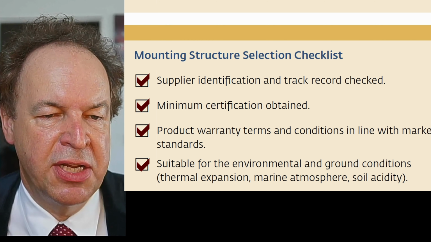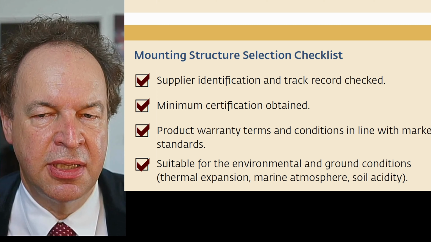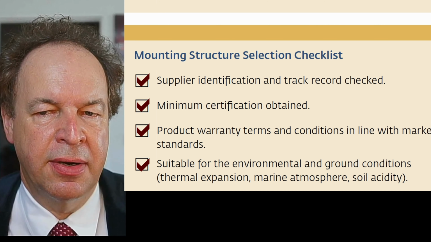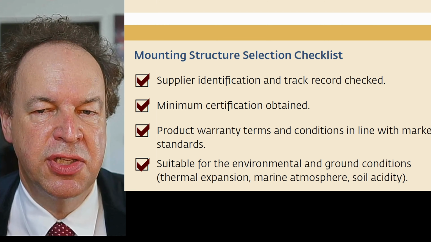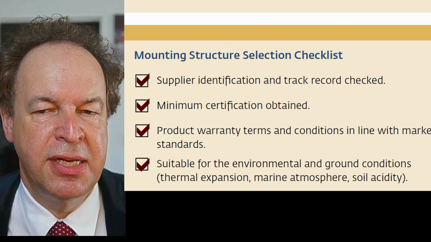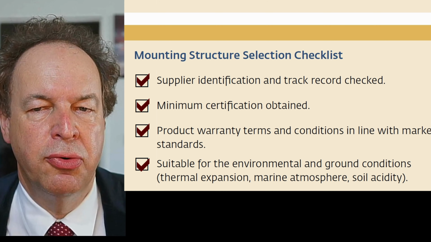For example, thermal expansions, marine environment, soil acidity, and so on. Also, if you combine different materials, for example, you have the foundations on concrete, then you put in a steel bar, and on the top there is aluminium, and there could be some severe corrosion between these two metals. If there's, for example, acid rain and so on, then they corrode very quickly.